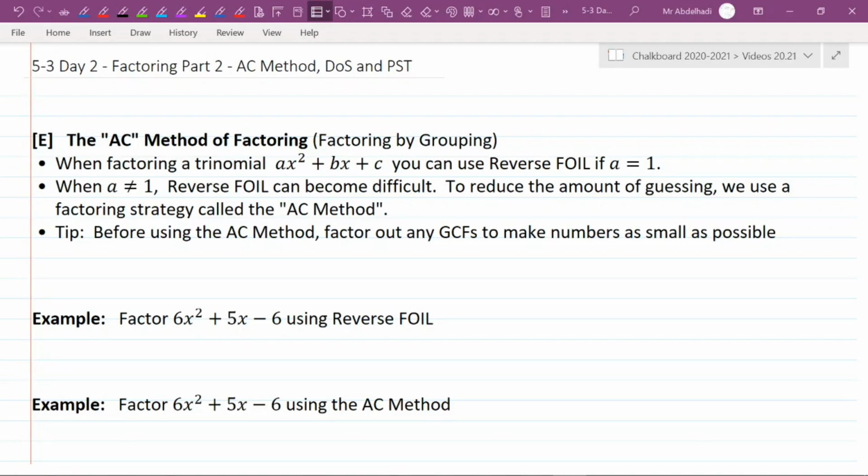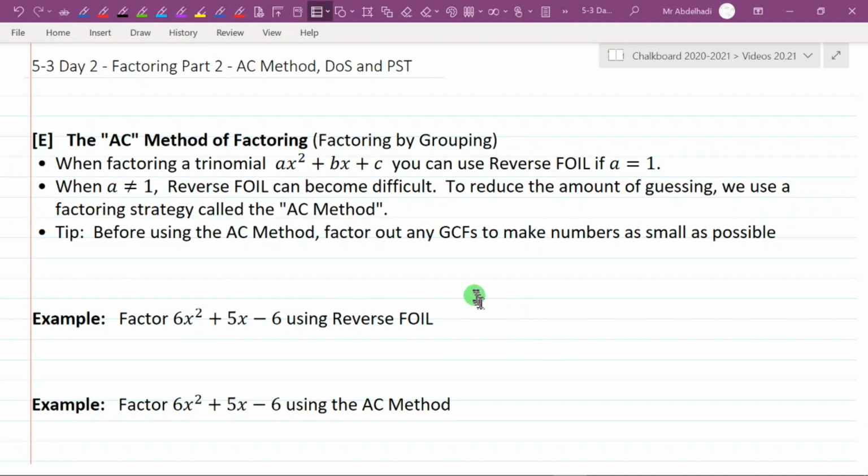Okay, welcome back. Today we're going into a couple more factoring methods. This is day 2 of factoring. All right, so the first new method is called the AC method. Now this is what you use when reverse FOIL doesn't quite work. And here's what I mean.